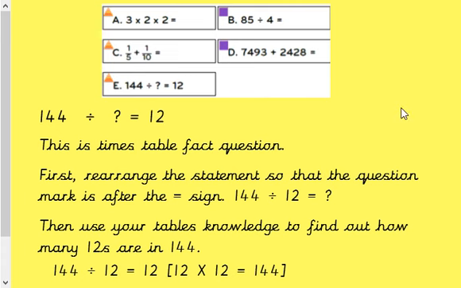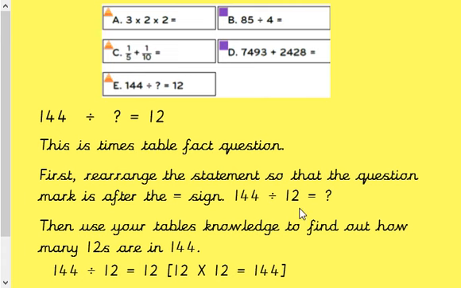Okay, we're going to look at question E now. It's one of those sneaky questions where we have 144 divided by a mystery number will equal 12. Really, when we strip it down, this is a times table fact question. First thing we need to do is rearrange the number sentence, move things around so that the mystery number comes after the equal sign. So if we change it here, we're left with 144 divided by 12 equals our mystery number.